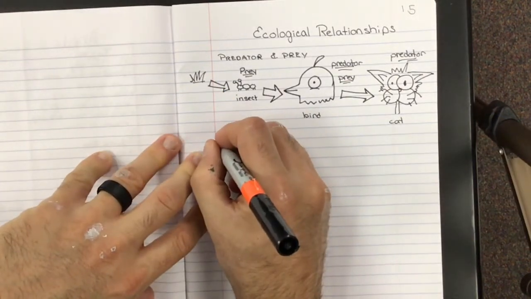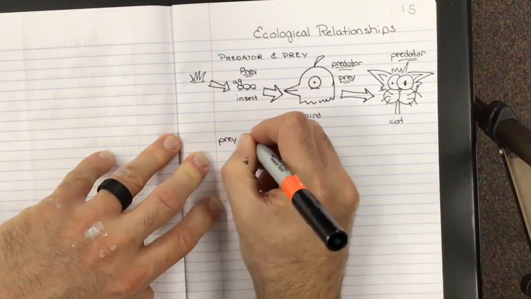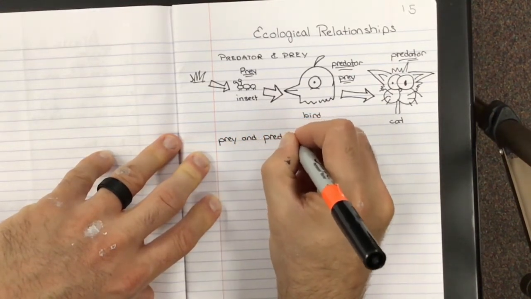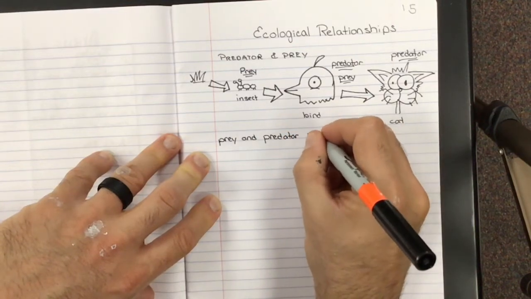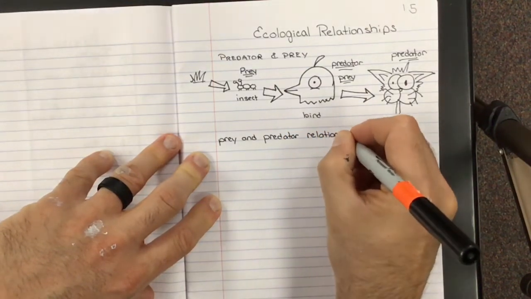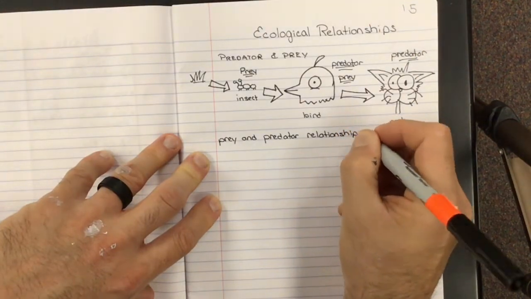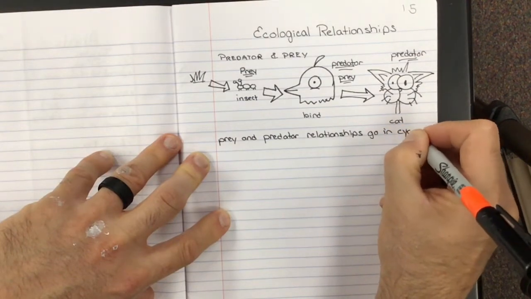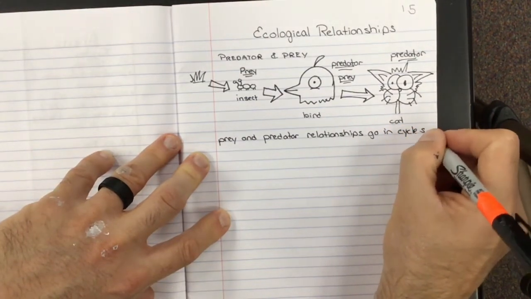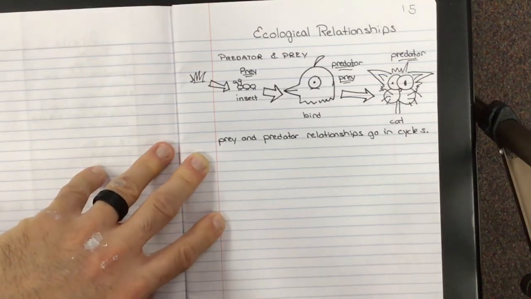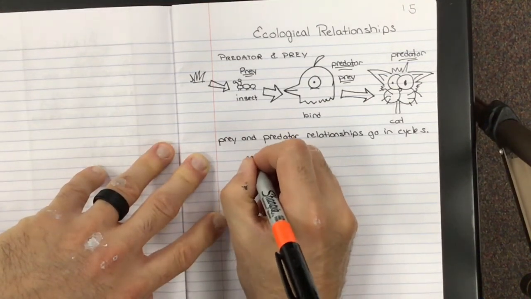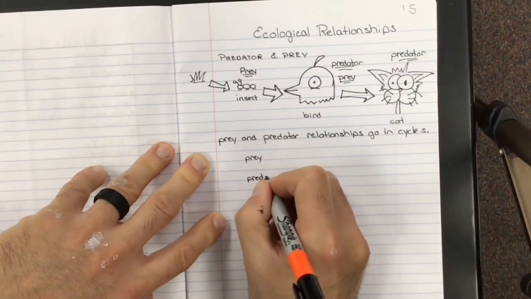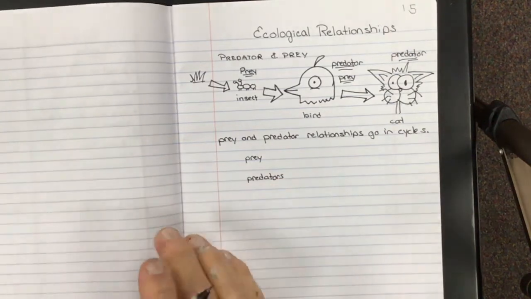So we're going to go ahead and write a little sentence about that. Prey and predator relationships go in cycles. Okay, what do we mean by that? Well, if you have a population of prey and you have a population of predators, and this could be any predator or prey relationship.